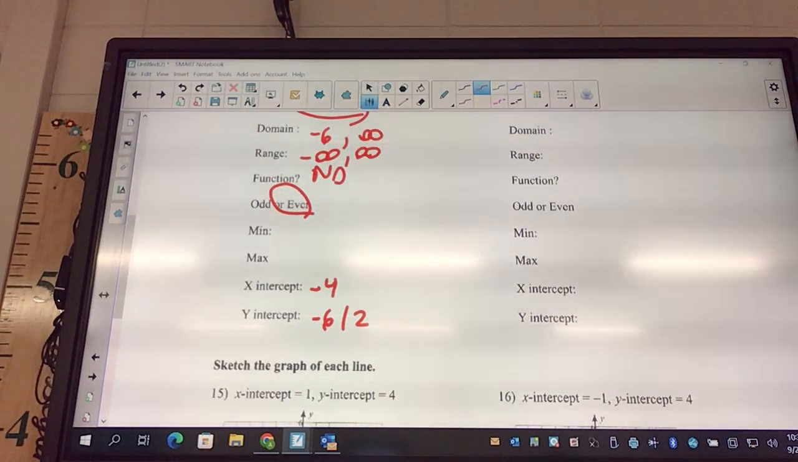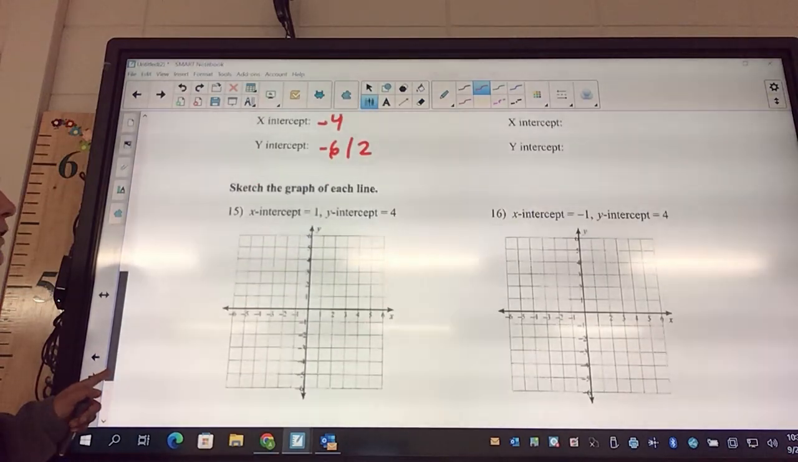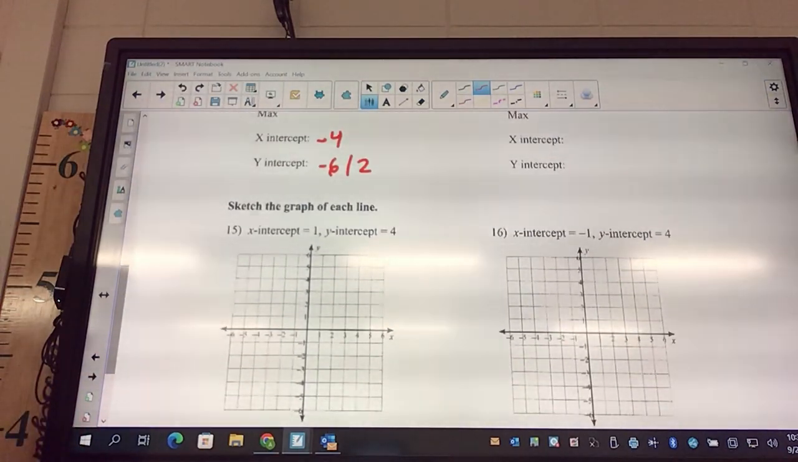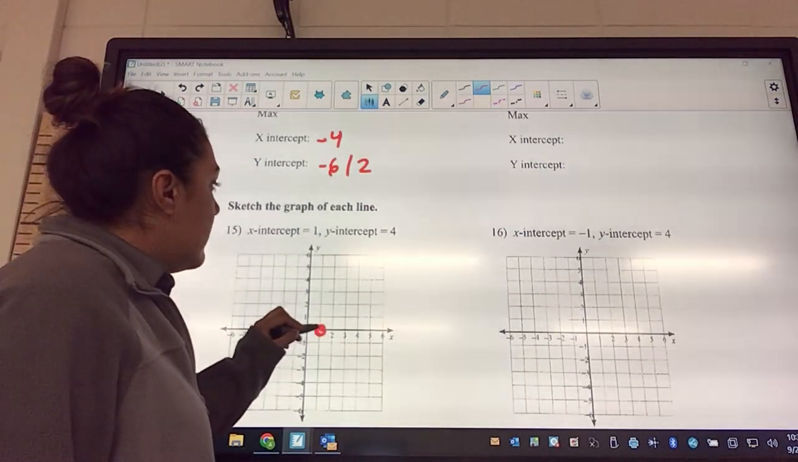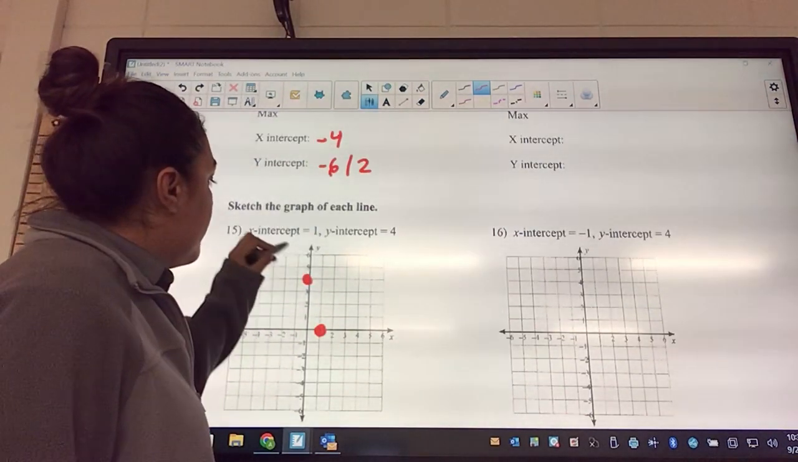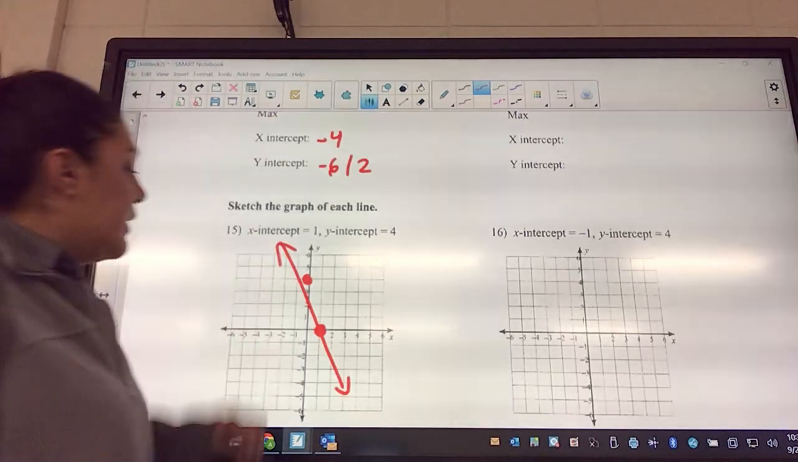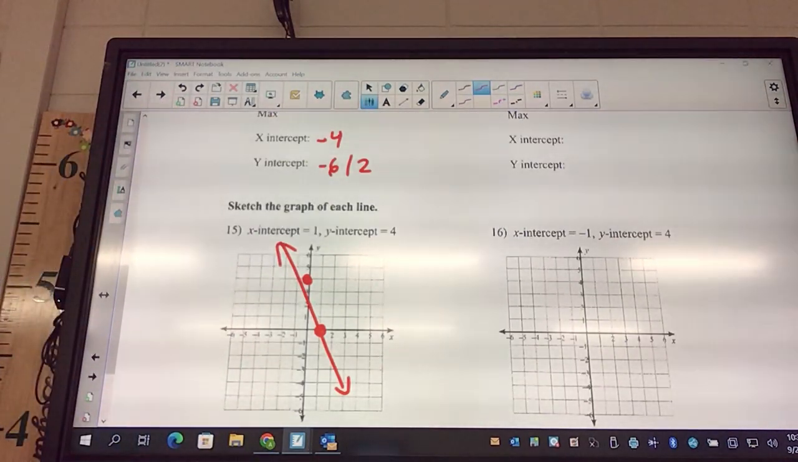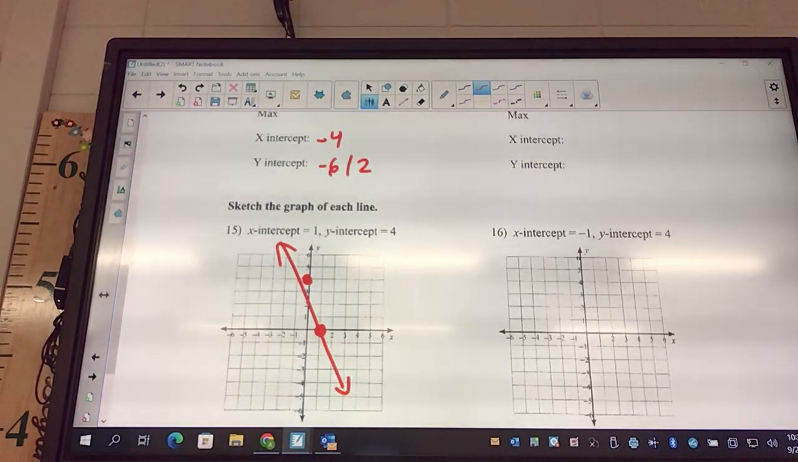Okay, the next section on your test says sketch the graph using the intercepts. Okay, how do we do this? So, find a 1 on the x line, and then find a 4. Is this line positive or negative? Negative. Okay, just asking. You don't have to write it on there, but just curious.